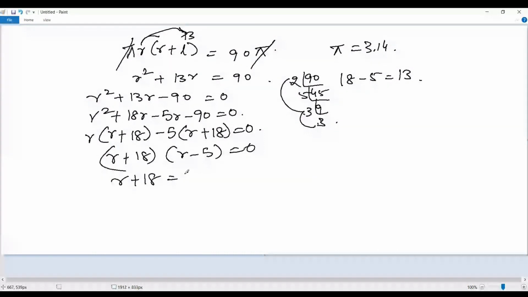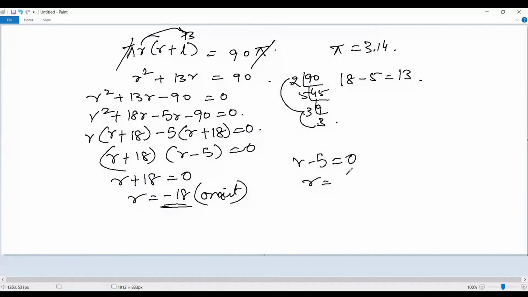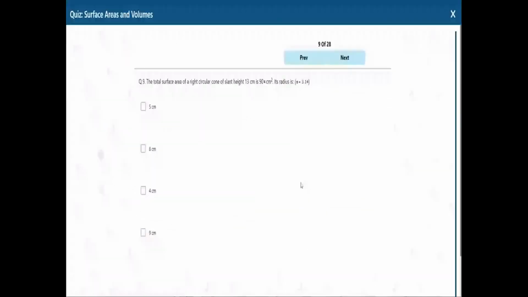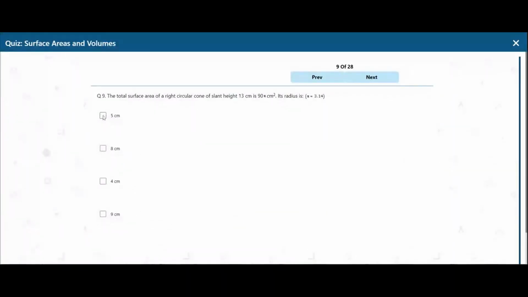r plus 18 equal to 0, so r equal to minus 18. Radius cannot be negative, so omit it. So r minus 5 equal to 0, r equal to 5. Radius is 5. Understood? Yes, ma'am. We are factorizing a quadratic equation by splitting the middle term. So 5 is the answer we got. That's correct.